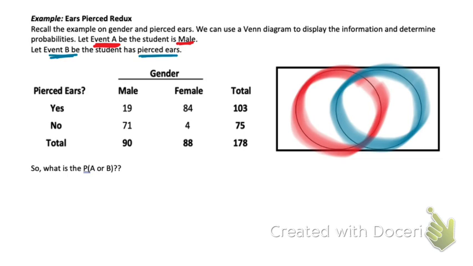Okay. Can you label the parts of the circles? So A is on the left, B is on the right, A is being male, B is having ears pierced. Can you put the numbers in where they go? Give it a try. Go. The totals are all over.